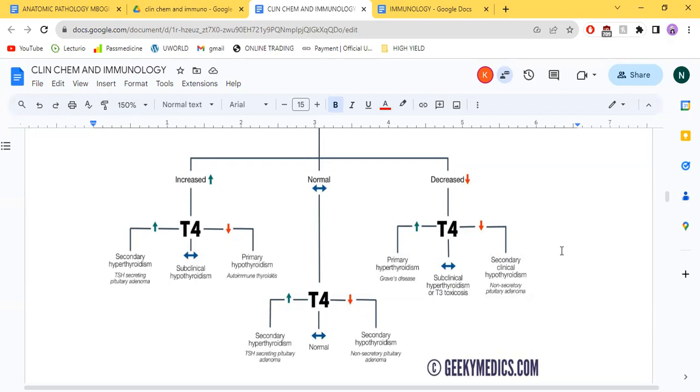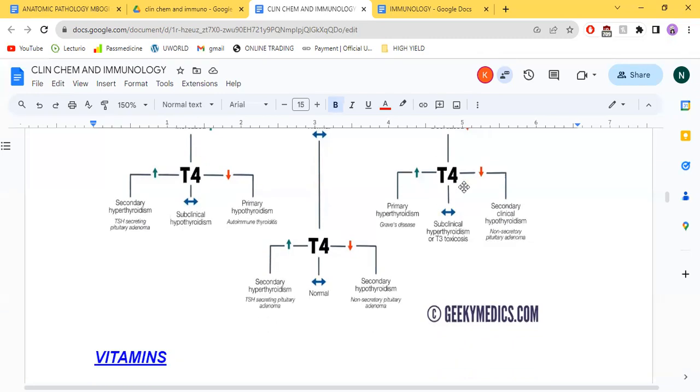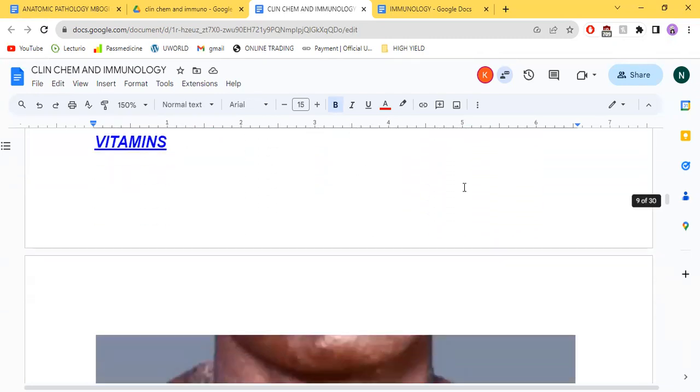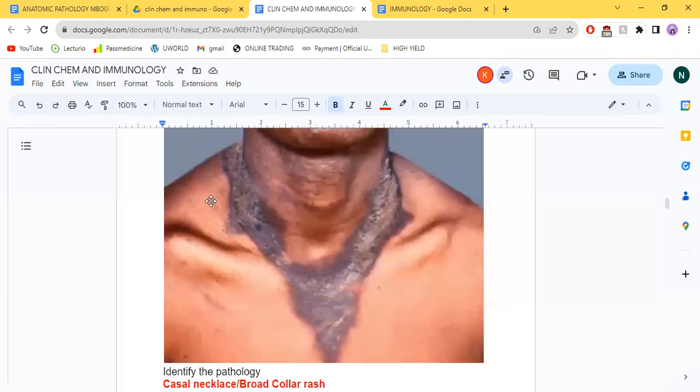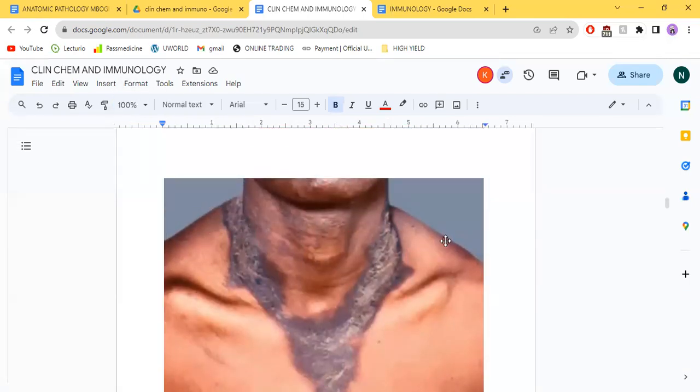Are we together on this one? Does anyone have a question on the thyroid hormone part? I'll take that as a no. So, this person, what do you think this person has?